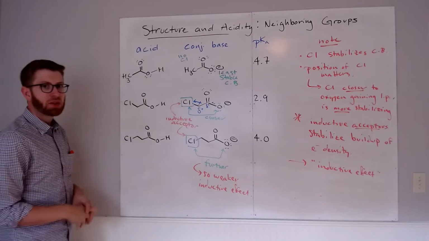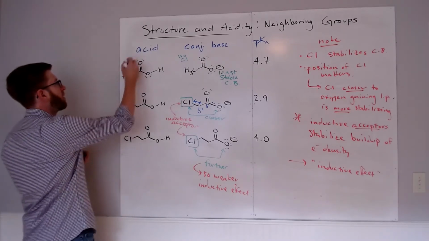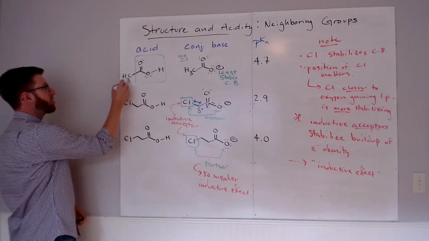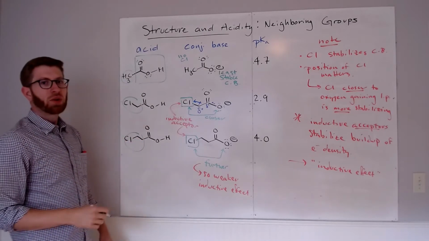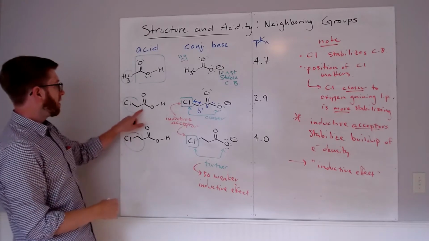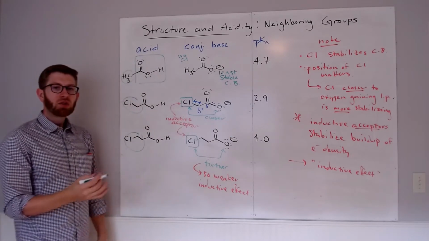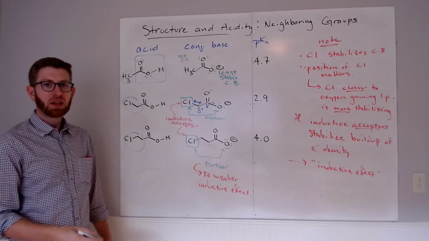So what I'd like for you to do to reinforce the connection that you're making between induction and acidity is to draw the structure of a carboxylic acid. So you'll keep this part of the molecule, but change this part so that you have an acid that's even more acidic than this compound. So a pKa that's lower than 2.9. And to do that, think about induction and how that will influence conjugate bases. This will take you a couple of minutes.